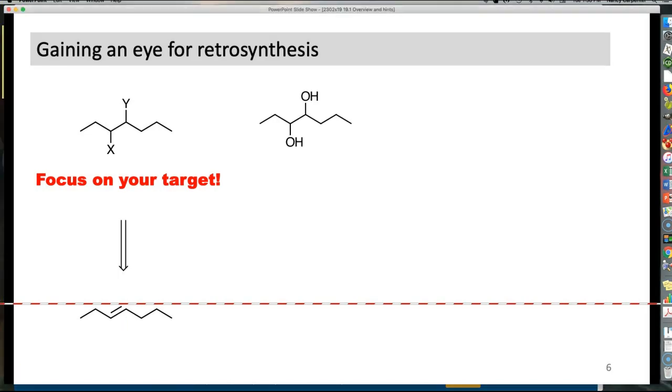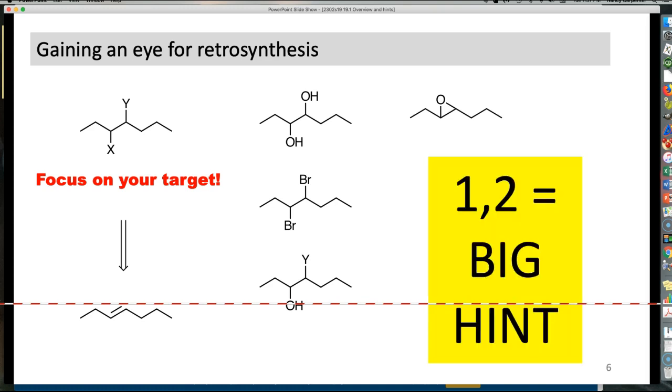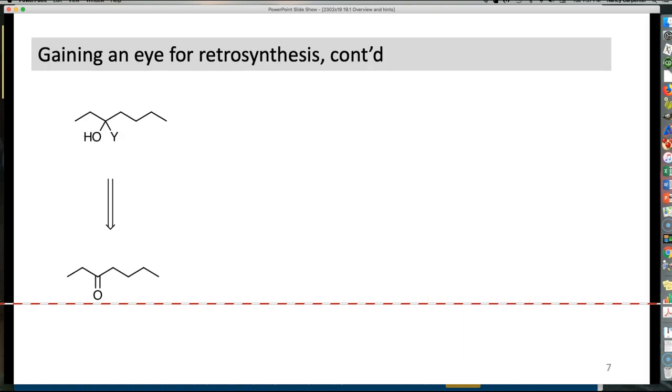So if I see a diol, I should think, I'll make this from an alkene. If I see a dibromide, alkene. How about an alcohol with something else right next door, 1,2, alkene? Because you know what? It might have come from an epoxide. And where did that epoxide come from? An alkene. So 1,2 is a huge hint. Think alkene, or, again, possibly alkyne.